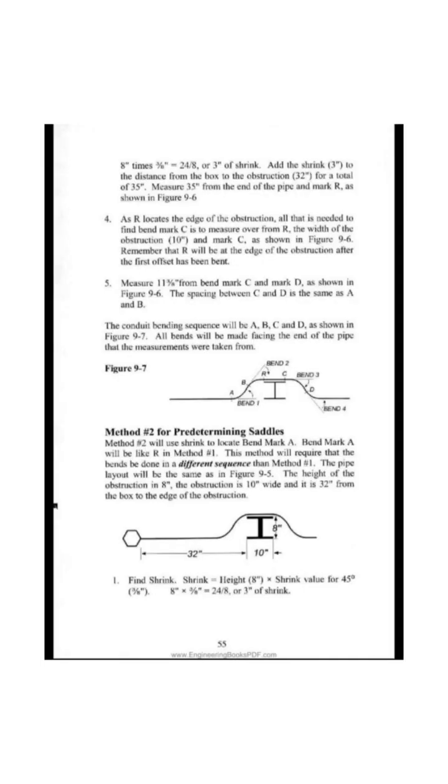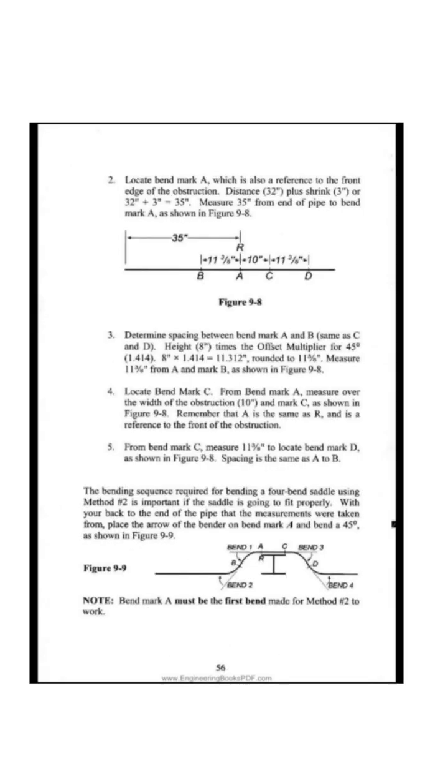1. Find shrink. Shrink equals height, 8 inches, times the shrink value for 45 degrees: 8 inches by 3/8 equals 24/8, or 3 inches of shrink. 2. Locate bend mark A, which is also a reference to the front edge of the obstruction. Distance, 32 inches, plus shrink, 3 inches, equals 35. Measure 35 from the end of the pipe to bend mark A, as shown in figure 9-8.